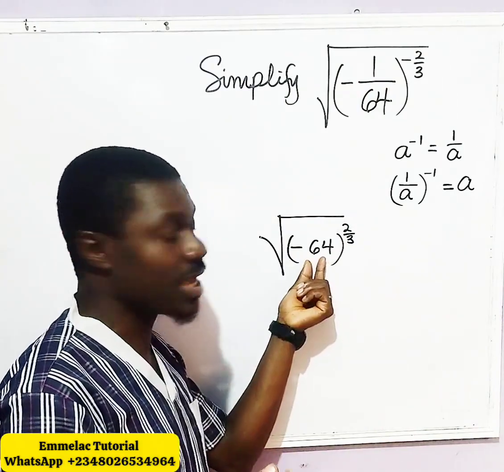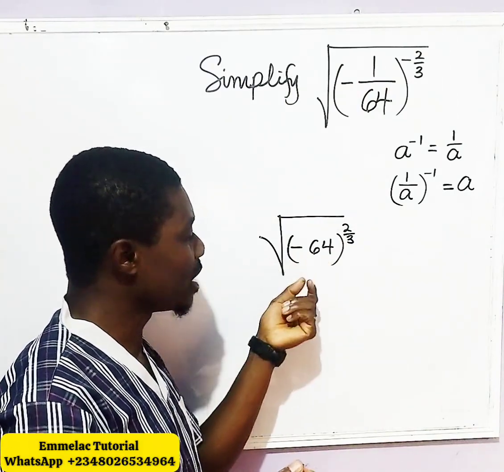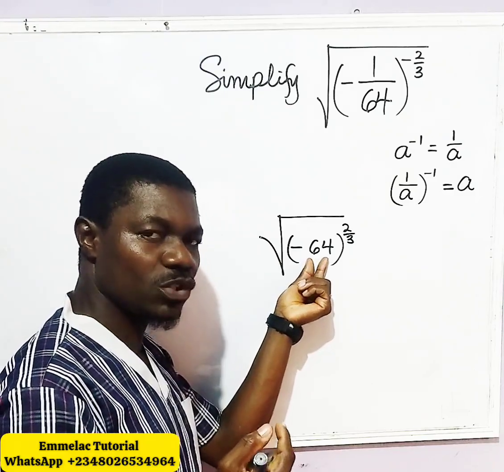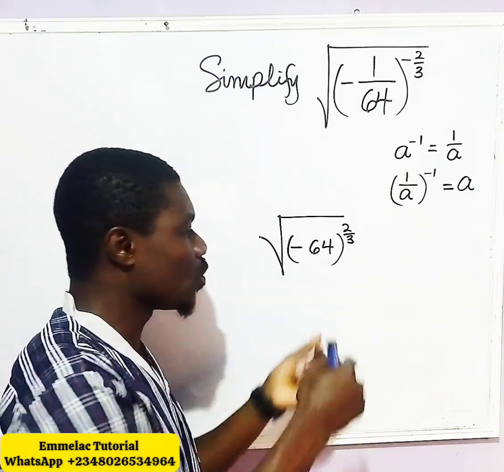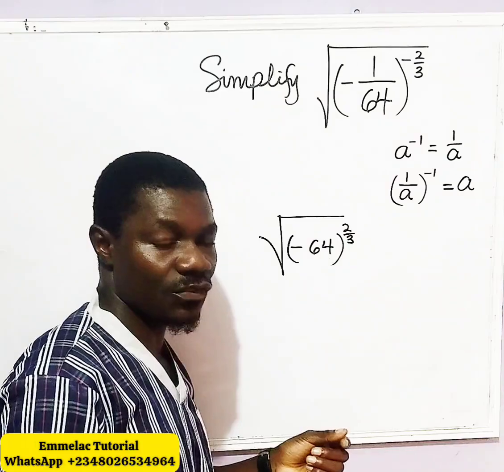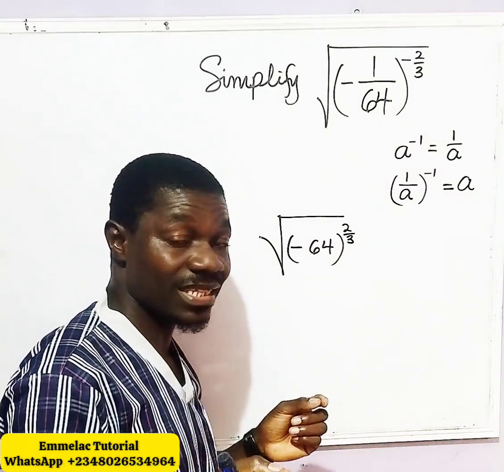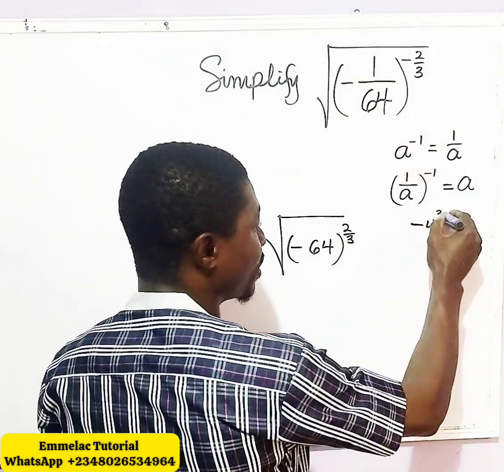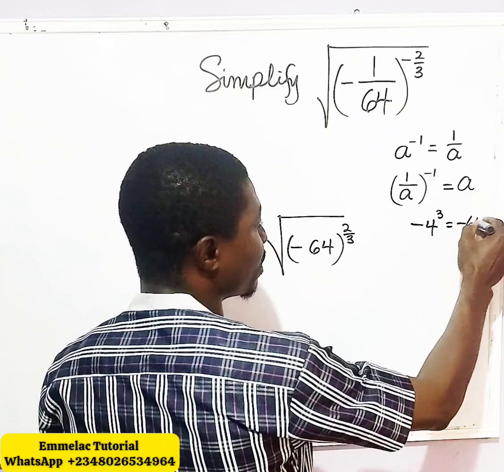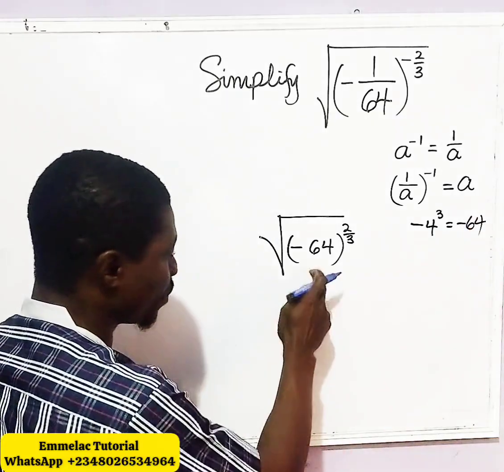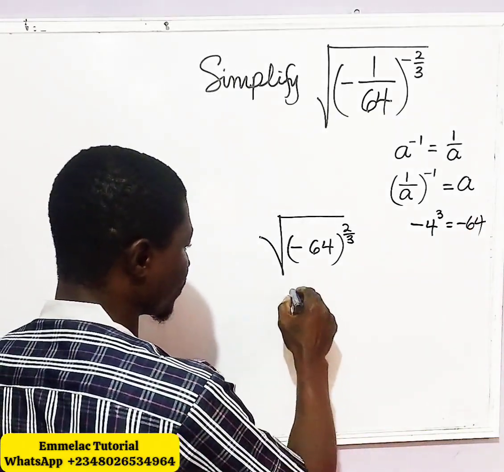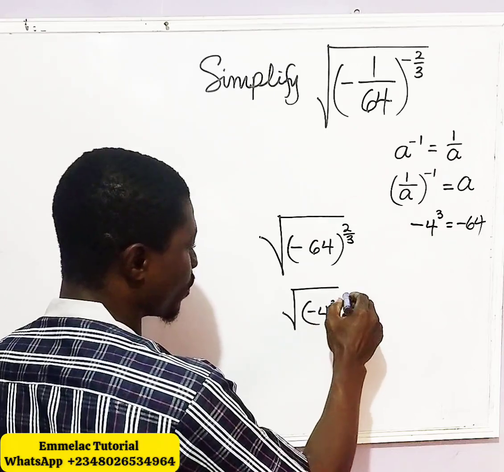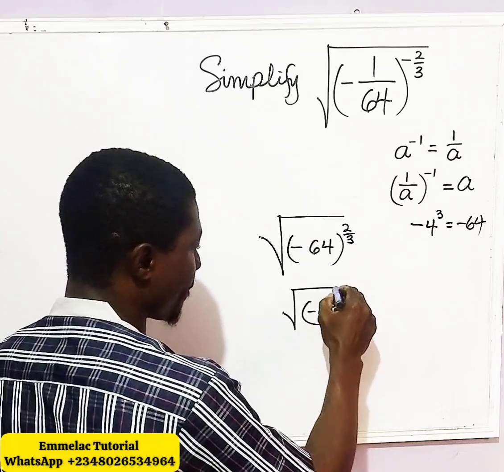So at this point, what we just need to do is to look for a number which, when you raise it to 3, will give us -64, and that number is -4. So -4 raised to 3 will give us what? -64. So here we say (-4 raised to 3) raised to 2 all over 3.